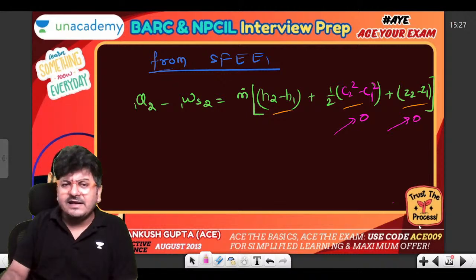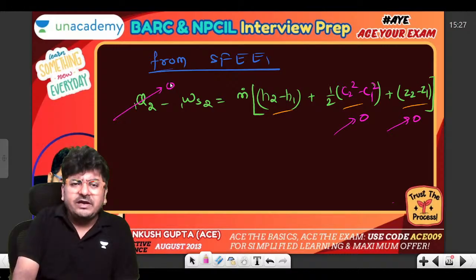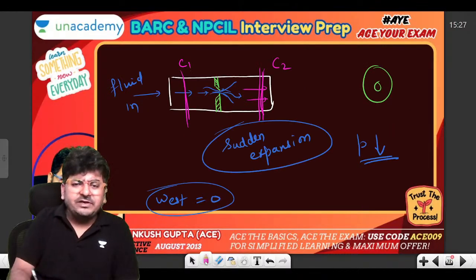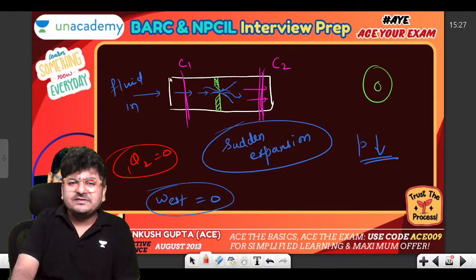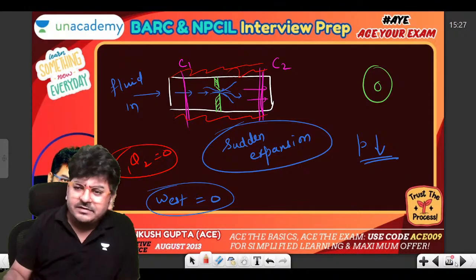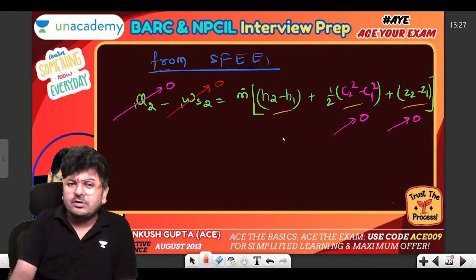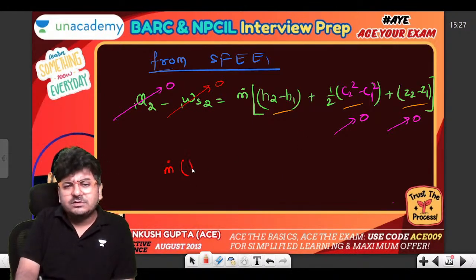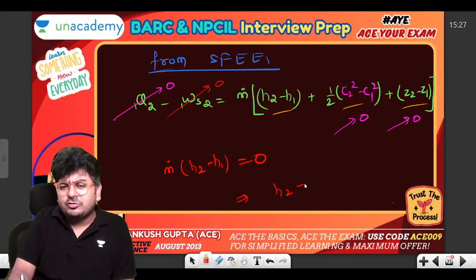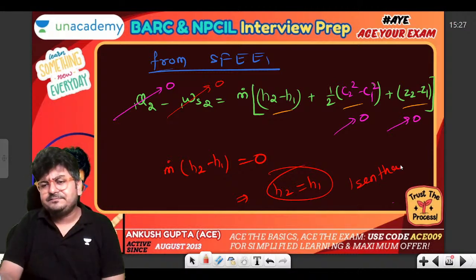Potential energy can be neglected, as you can see there is no elevation as such. There is no heat transfer between the system and surroundings if it is perfectly insulated. Correct. No external work is there. No moving part, no shaft work, so this will be zero. So you can see ultimately m dot (H2 minus H1) will be equal to 0. That means H2 is equal to H1. That's why it is what we call an isenthalpic process.